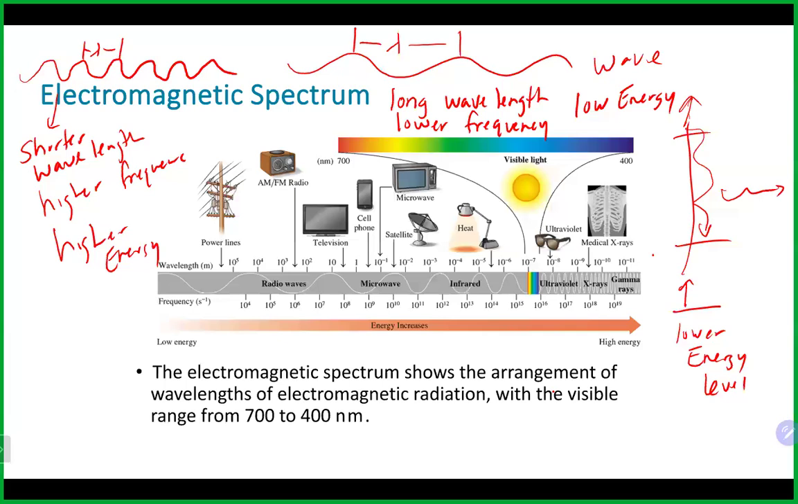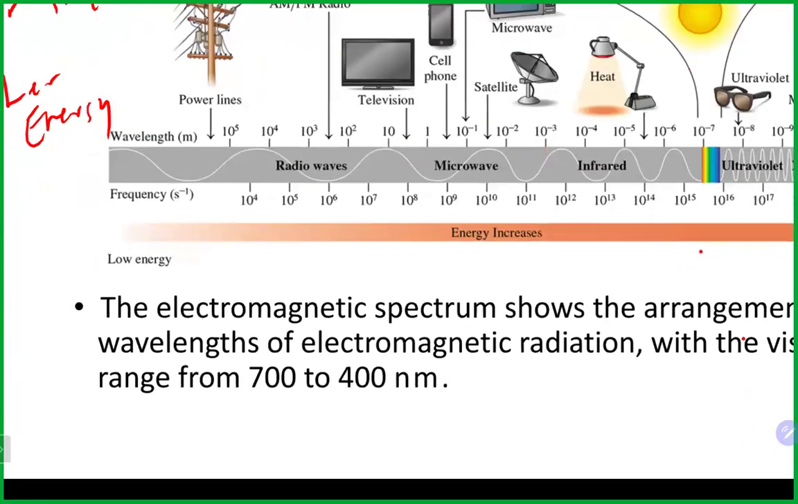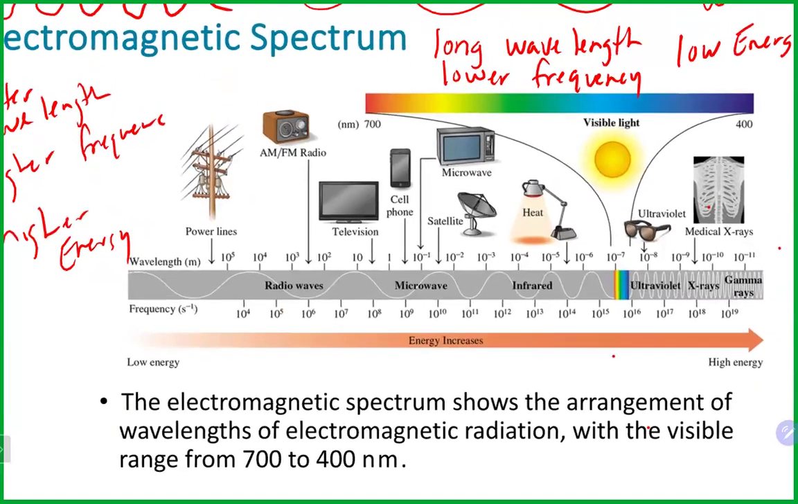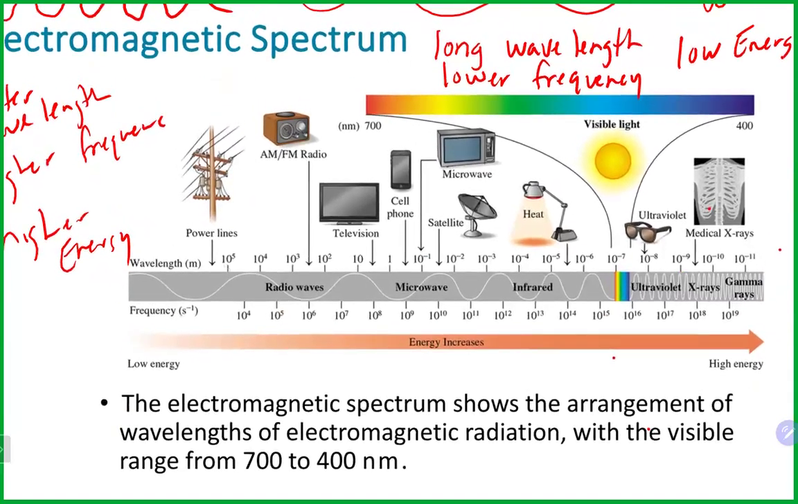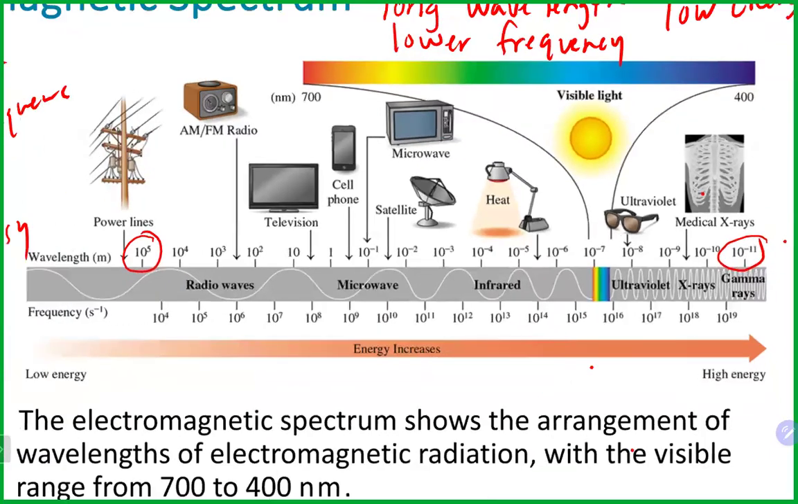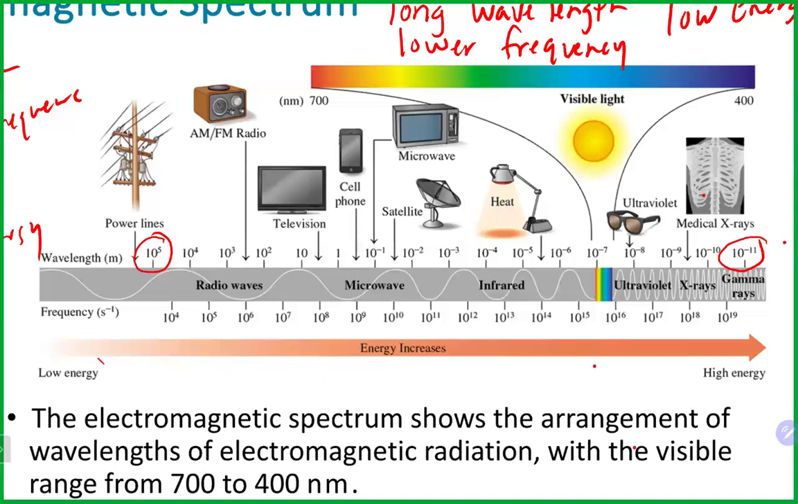So if we look at the electromagnetic spectrum here, and we look at the wavelength, let's shrink this a little bit. There it is. On this side, we have 10 to the 6, which is a much longer wavelength, as opposed to this side, which is 10 to the minus 11, we'll go with, which is a much smaller wavelength. So when we look at this, we have much lower energy on this side and higher energy on this side.